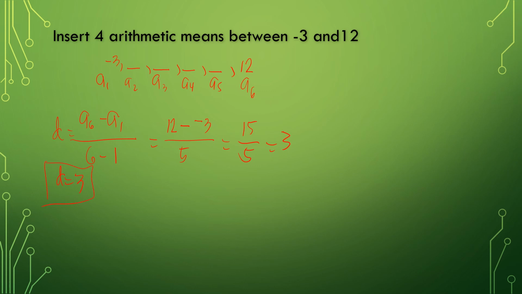Now, we can obtain the next term by adding the constant term 3 to the previous term. So, negative 3 plus 3 equals 0. Plus 3 is equal to 3. Plus 3, this is 6. Plus 3, this is 9. Plus 3, we got 12. So, the four arithmetic means between negative 3 and 12 are 0, 3, 6, and 9.